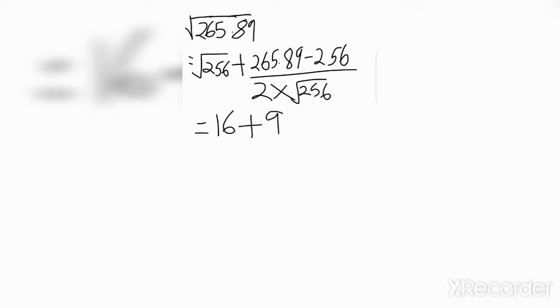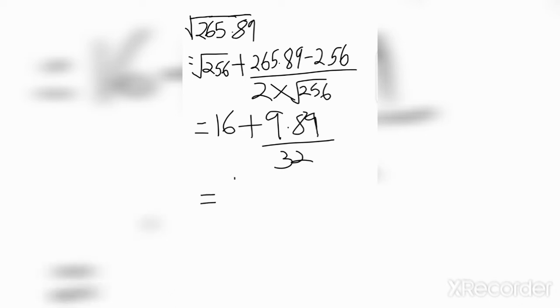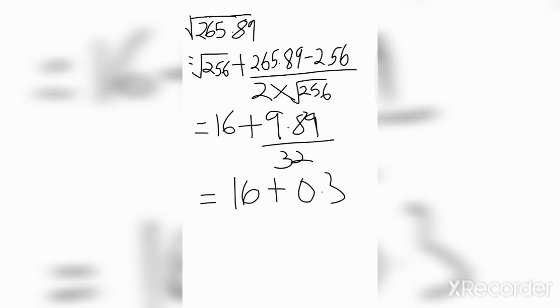9.89 over 32. Then when we do that, you get 16 plus 0.3, something like that. It's long, so if it weren't long, we would have written everything, but this one is long, so we just focus on our 0.3. So 16 plus 0.3, that's 16.3.